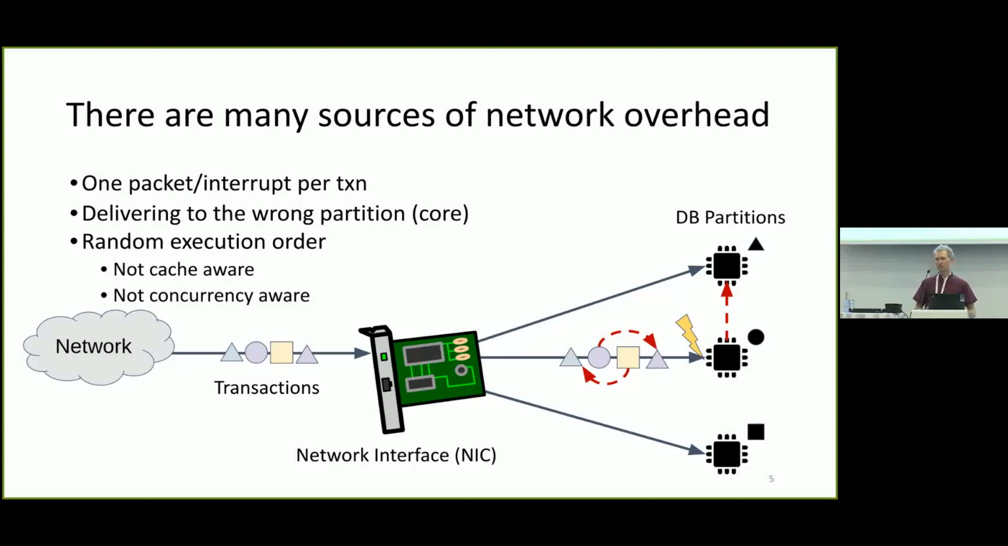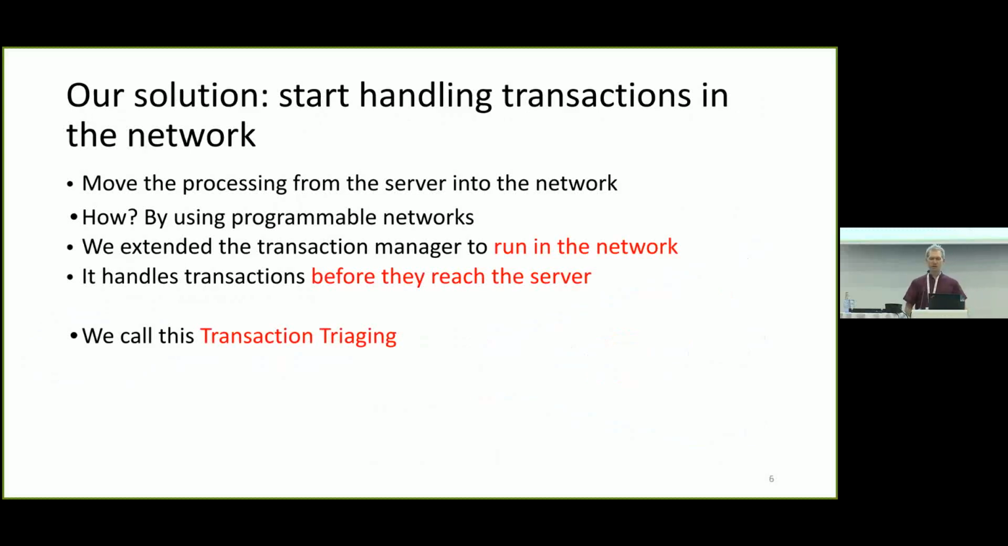And since the network already does routing, why don't we use it for triaging? Our solution is to start processing transactions early in the network before they reach the database server. This way, the server doesn't waste CPU cycles on communication. The server can do what it's supposed to do, execute transactions. How do we do that though? With the emergence of programmable networks, it's now possible to do in-network computing. Using this technology, we designed a transaction manager that runs in the network, and it handles transactions before they reach the server. We call this transaction triaging.